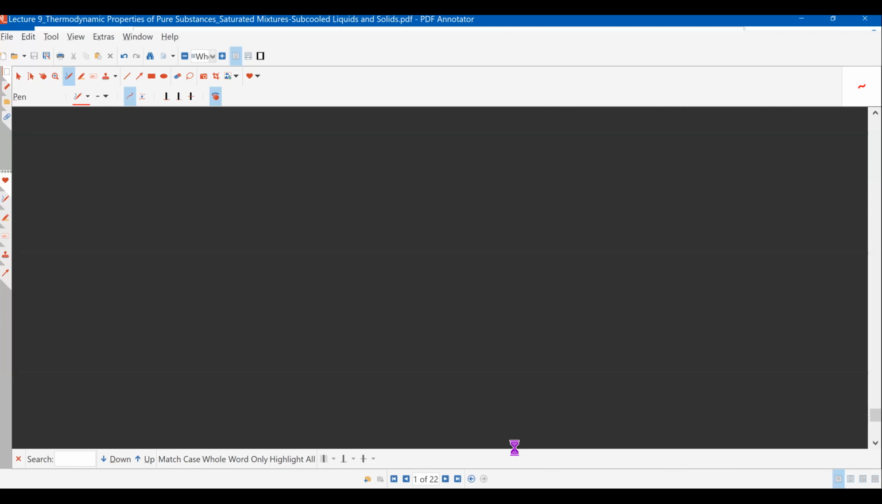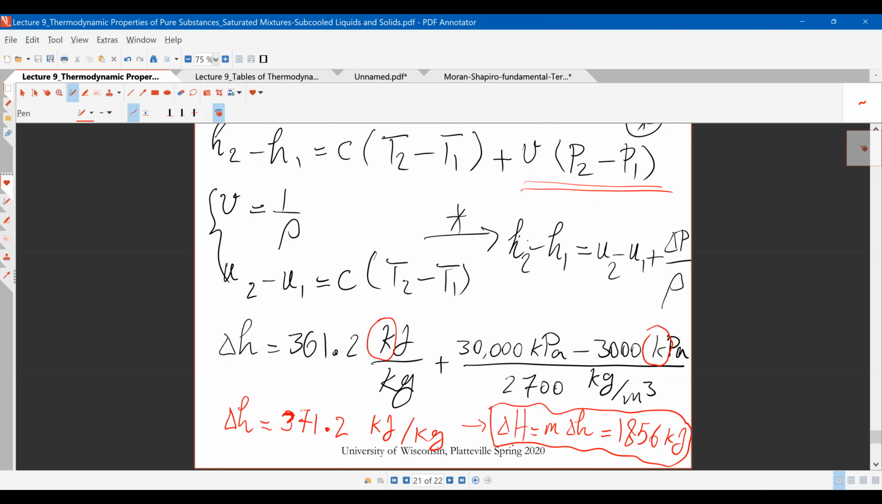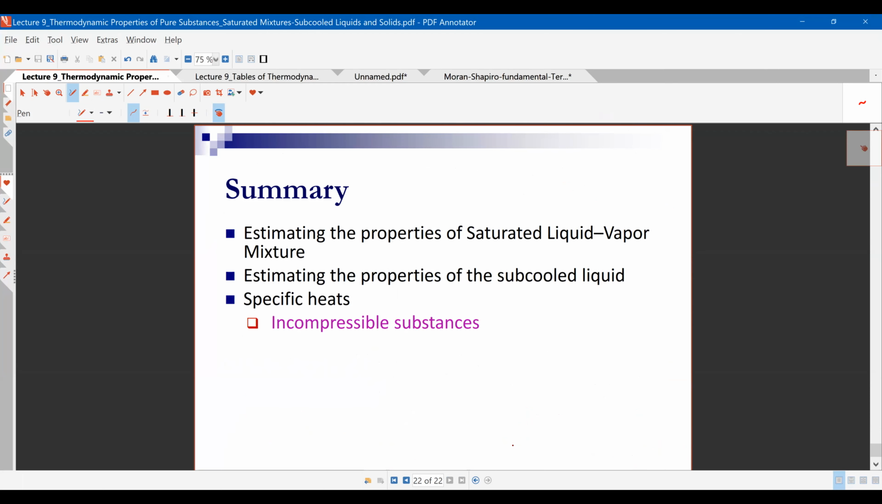Okay, with that said, we are going to conclude our lecture 9. In this lecture, we learned how to estimate the properties of saturated liquid vapor mixture in the first part of the lecture, and today we learned how to estimate the properties of the subcooled liquid using the saturated table. Keep in mind that for water specifically, we have a table for subcooled liquid, and you have to use that table for the case of water liquid, right? It is table A5, compressed liquid water, okay?